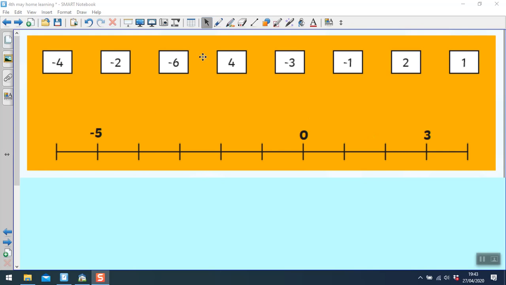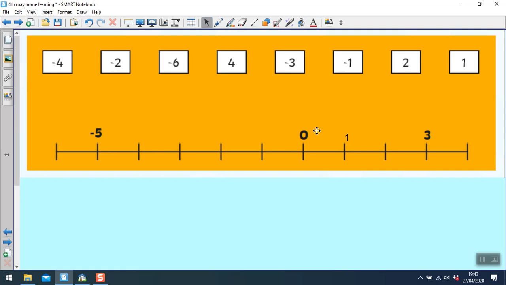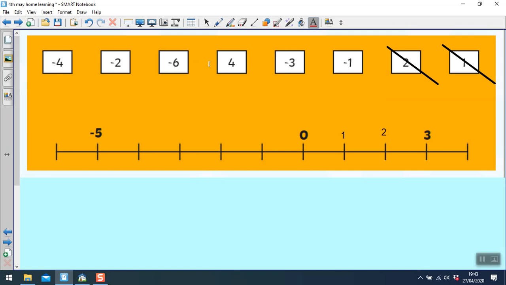Okay, so I'm going to start with the positive numbers again. So I'm going to put the number 1 here. So I've got 0, 1. So I know that 1 is positive and it's 1 more than 0. So I've done the number 1. I've got the number 2 here. So I'm going to do the number 2. And that's in between 1 and 3. I've got 4 here. I'm going to cross off the number 4 and put that above the 3.